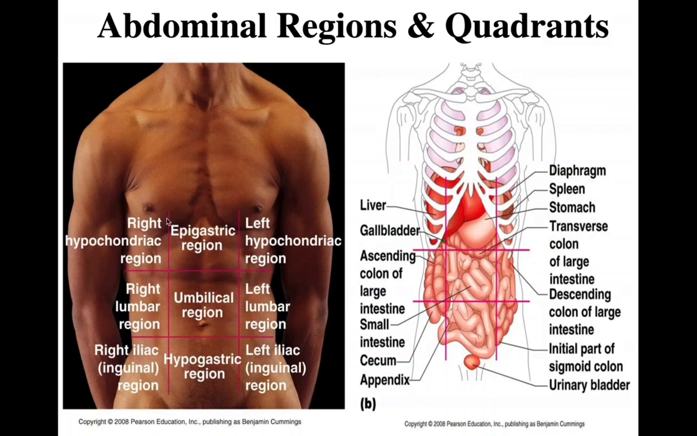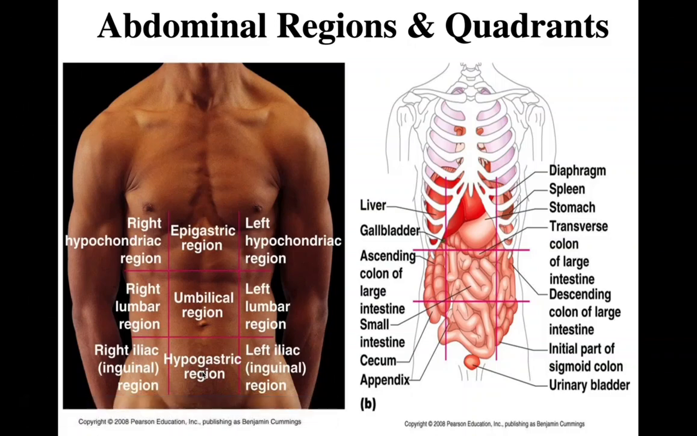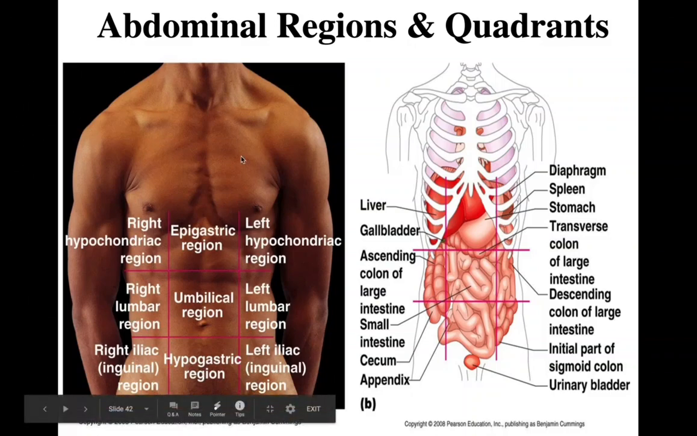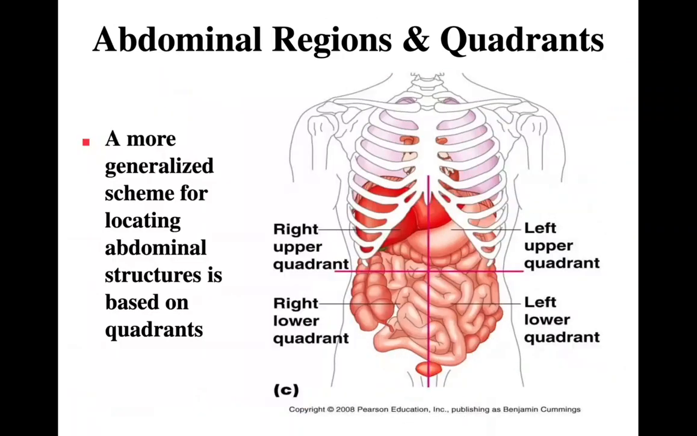So across the top, we have the right hypochondriac, epigastric, and left hypochondriac. In the middle, right lumbar, umbilical, and left lumbar. And then along the bottom, right iliac, hypogastric, and left iliac regions. So this system would work great unless you found something, say, right here or right here. If it's where the lines cross, it's not going to be ideal, so we do have another system we can use when the lines cross.